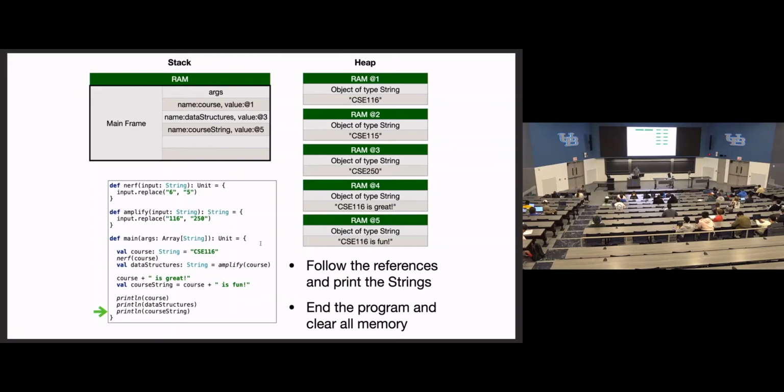And technically, if you're wondering, there would be a lot more strings on the heap. The string literal 115 or 116, 250, space is great, and space is fun. All of those strings would also be on the heap as separate strings. I didn't want to clutter up the slide too much, but all of those strings would also be on the heap because those strings have to be created before we can call methods on them. Every string literal is going to go on that heap. They're candidates for garbage collection as soon as we move on from them because we can't ever access them again, but they would be on the heap.